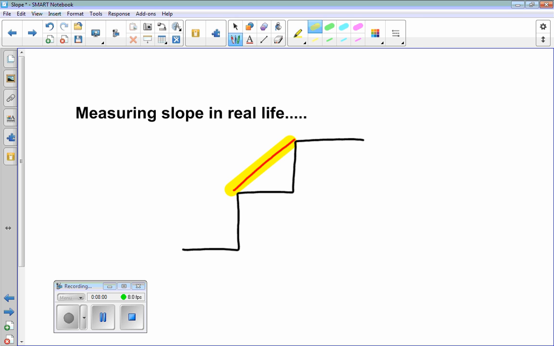So how am I going to measure the rise and the run of the stairs? I just measure the step. I measure the depth of the step and the height of the step, and that's really all you need to measure. This would be the run, and this would be the rise. Good enough?